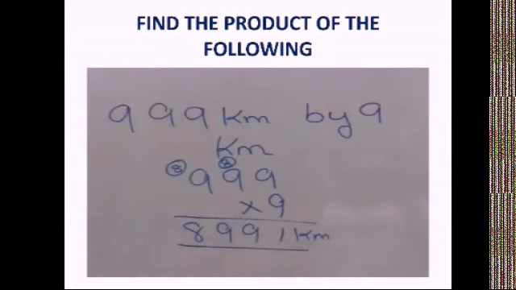Our second sum, again you have to multiply here. What is the number given? 999 kilometer by 9. So it is just simple multiplication. 999 is in kilometer, so write kilometer at the top. And then multiply 999 by 9. So how much do we get? When we multiply 999 by 9, we get 8991 kilometer. Please write the units. Do not miss the units in the answer. You have to mention the units in the answer. That is very important.